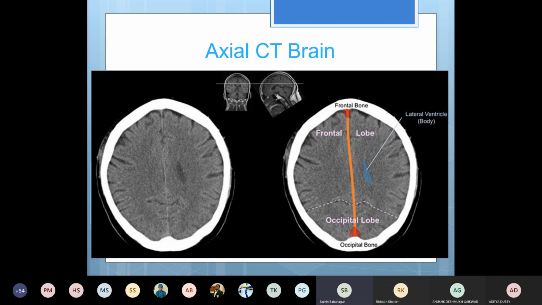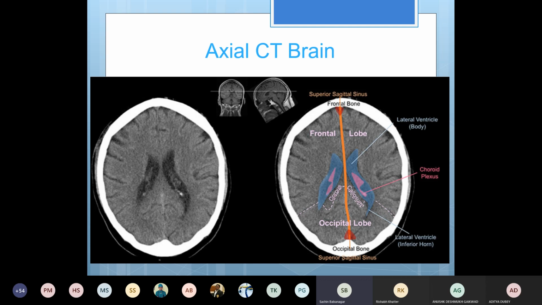As we go further down, this is the axial section showing a larger portion of the frontal lobes, right side, left side, and you begin to see the body of the lateral ventricle here, and the occipital lobes on either side. And in the midline, you have the superior sagittal sinus traversing posterior to anterior.